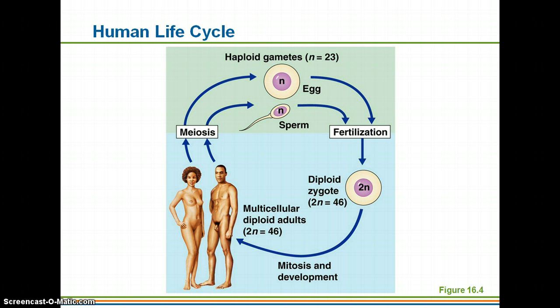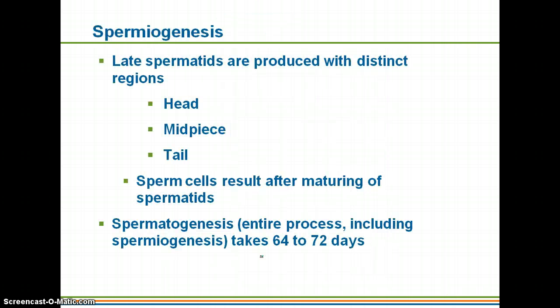So here we show meiosis occurring. We've got our sperm, got our egg, fertilization occurs. Now we have a diploid zygote, and that will become either a male or female depending on the chromosome.